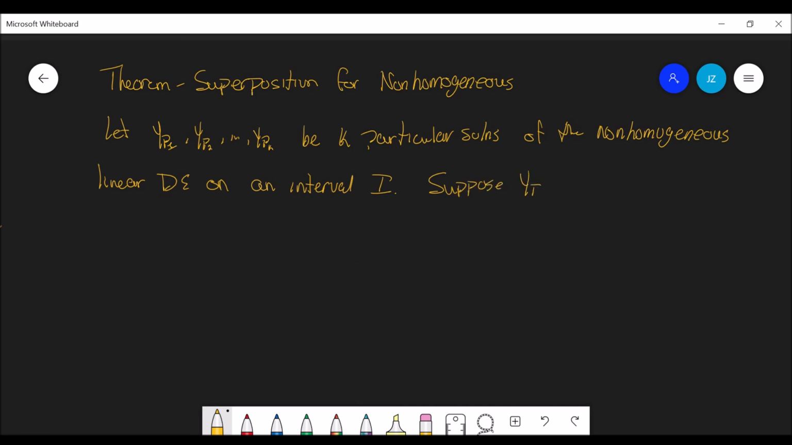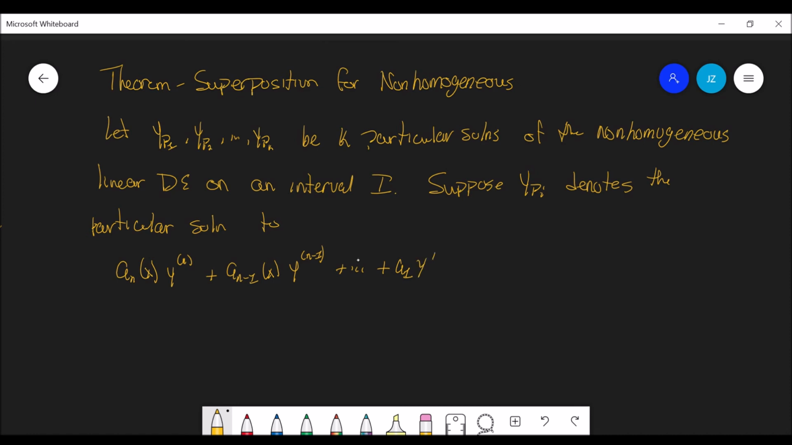So we're going to suppose that y sub i denotes the particular solution to the differential equation a sub n y^(n) plus a sub n minus 1 y^(n-1) plus so on and so forth plus a1 y prime plus a naught y is equal to g sub i of x, where i can be any integer 1 to k.